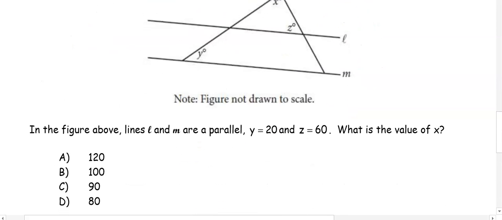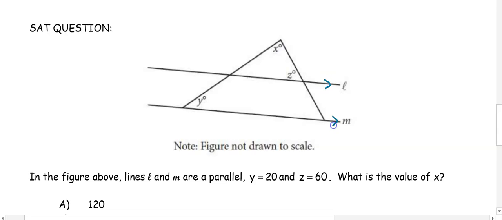In the SAT question, the above lines are parallel, so L is parallel to M. We know that Y is 20 degrees and Z is 60 degrees. What is the value of X?